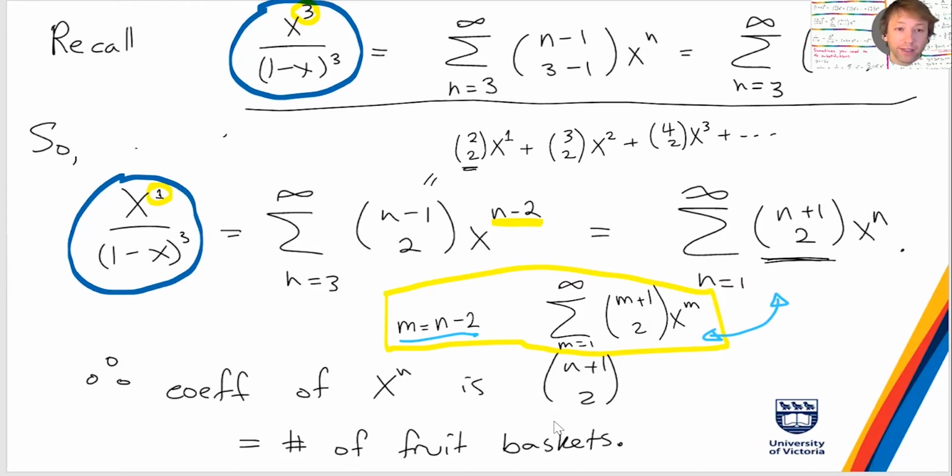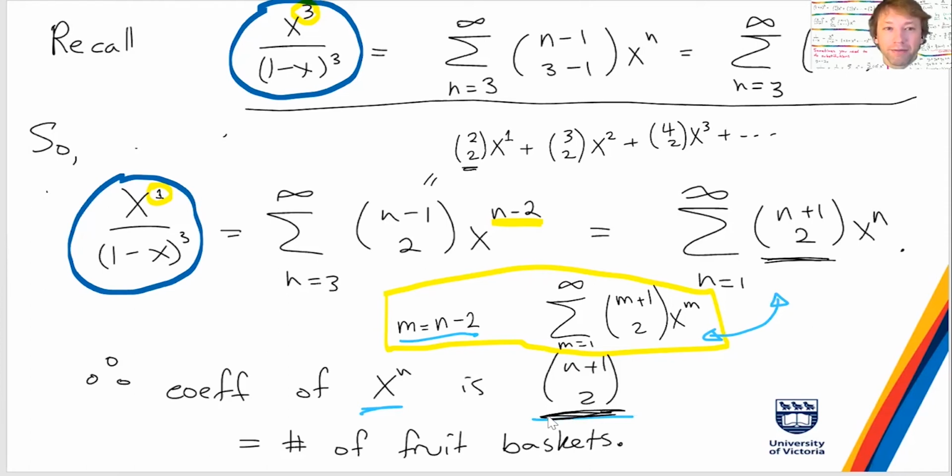So the number of fruit baskets of size n is n plus 1 choose 2, because that's the coefficient of x to the n. So is it clear, or any questions about that? I feel like with these problems, the first step is kind of natural. You turn it into a generating function. But by the end, when you've got the solution n plus 1 choose 2, it feels like you've forgotten what the problem was, because you've done all this algebra.